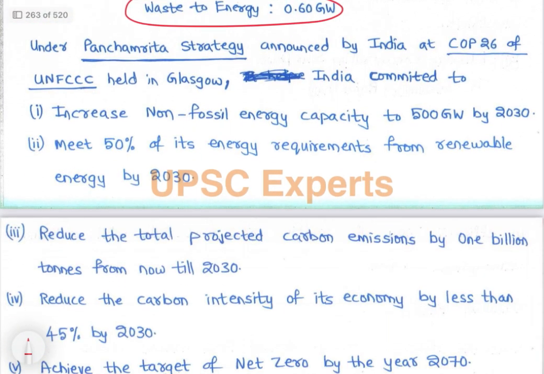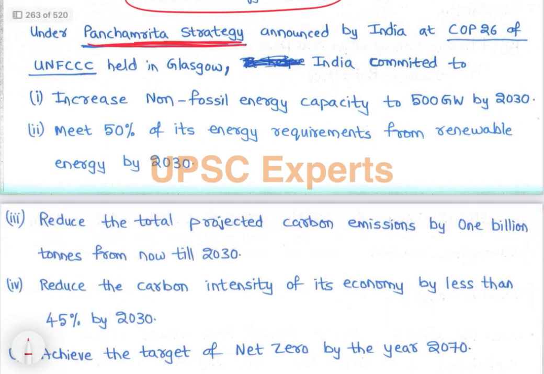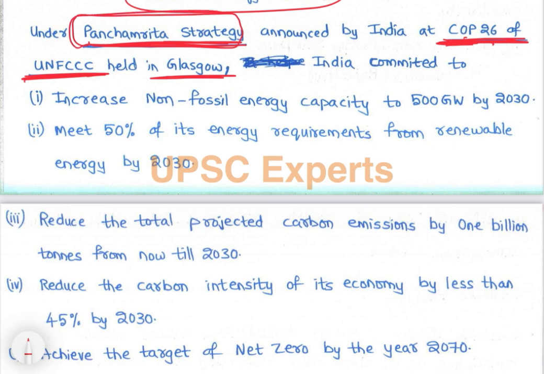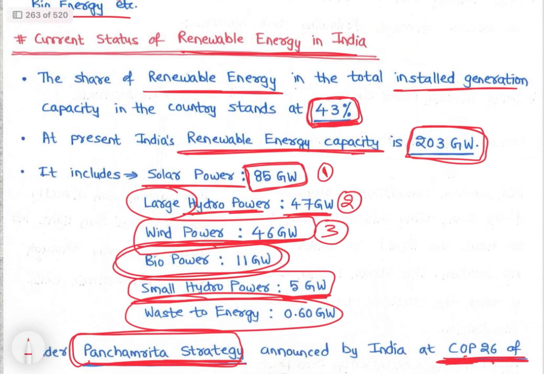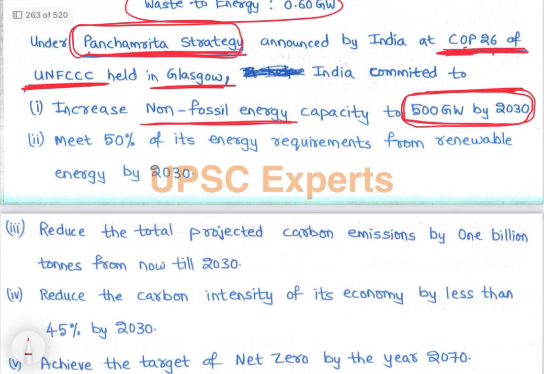Then, under the Panchamrita strategy announced by India at COP26 of UNFCCC, which we will study when we study UNFCCC, held in Glasgow, India committed to five things. First, increase non-fossil energy capacity to 500 gigawatts by 2030. Right now it is 203 gigawatts, and the 2030 target for non-fossil is 500 gigawatts.